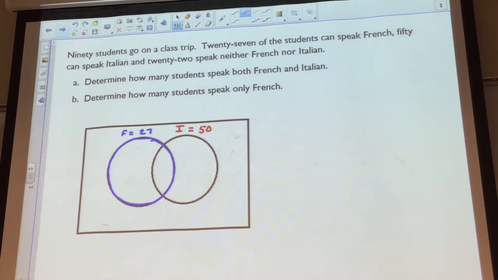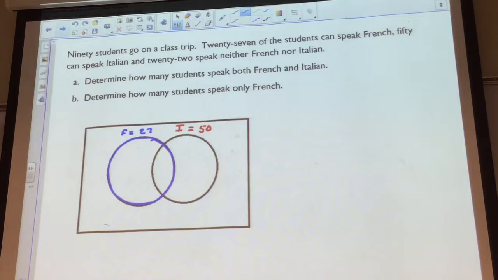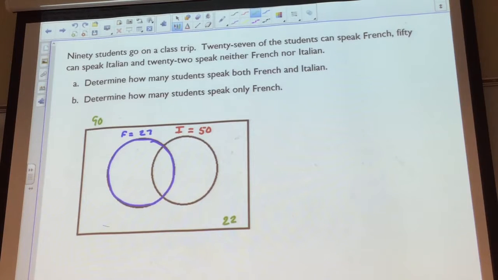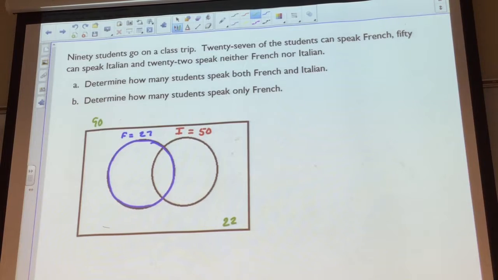And then I have 22 that can't speak either one of them. So where are those 22 people? They're sitting out here somewhere, right? And we have a grand total of 90 people. How are you going to approach this problem? Because I can think of 3 different ways to do it. Subtract all the components from the 90. Subtract what from? Subtract like the 27, 50, and 22 from the 90.